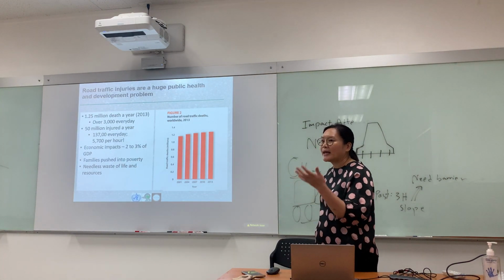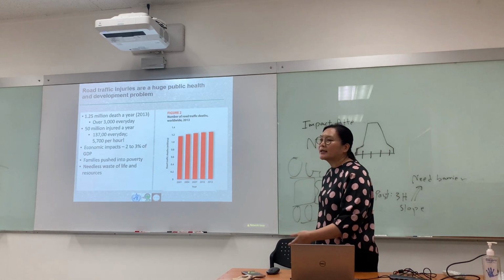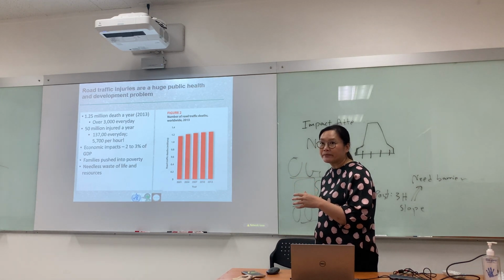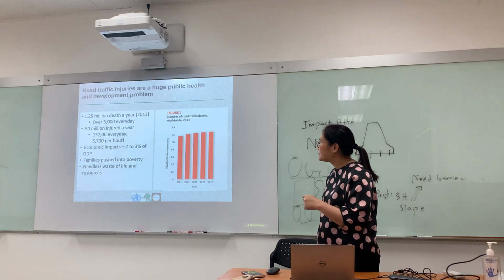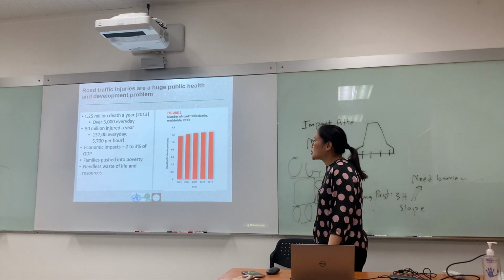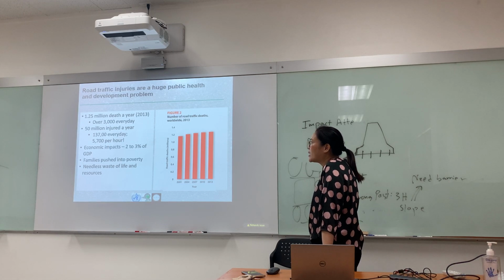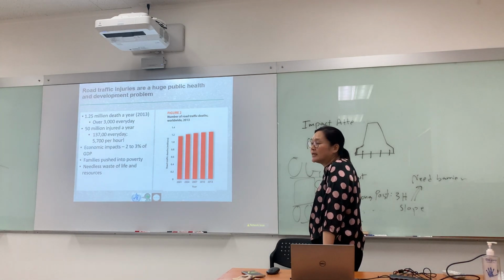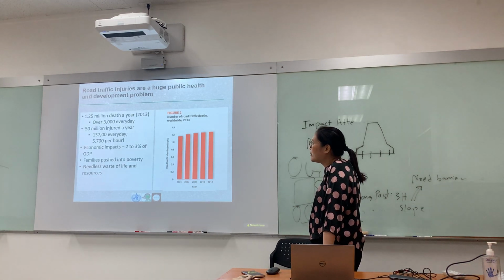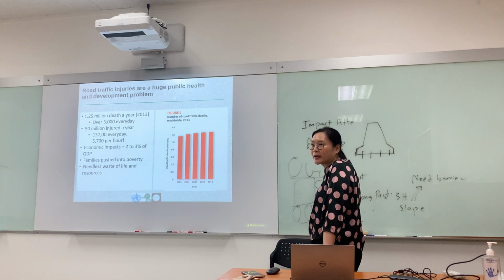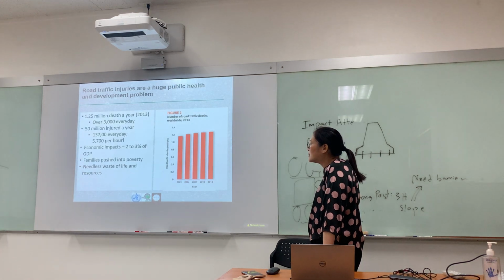Traffic accidents are now a very major problem, especially in developing countries. There's a report from WHO showing that around 1.25 million people die each year. Or if we look at every day, 3,000 people die from traffic accidents. What about injuries? Every hour, 5,700 people get injured in road accidents.